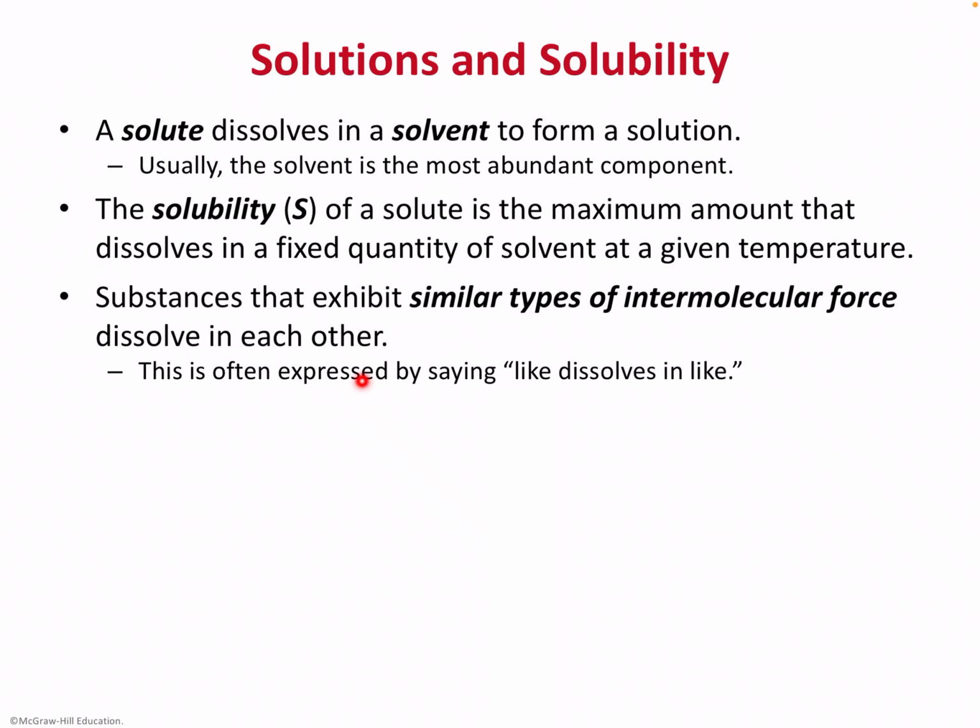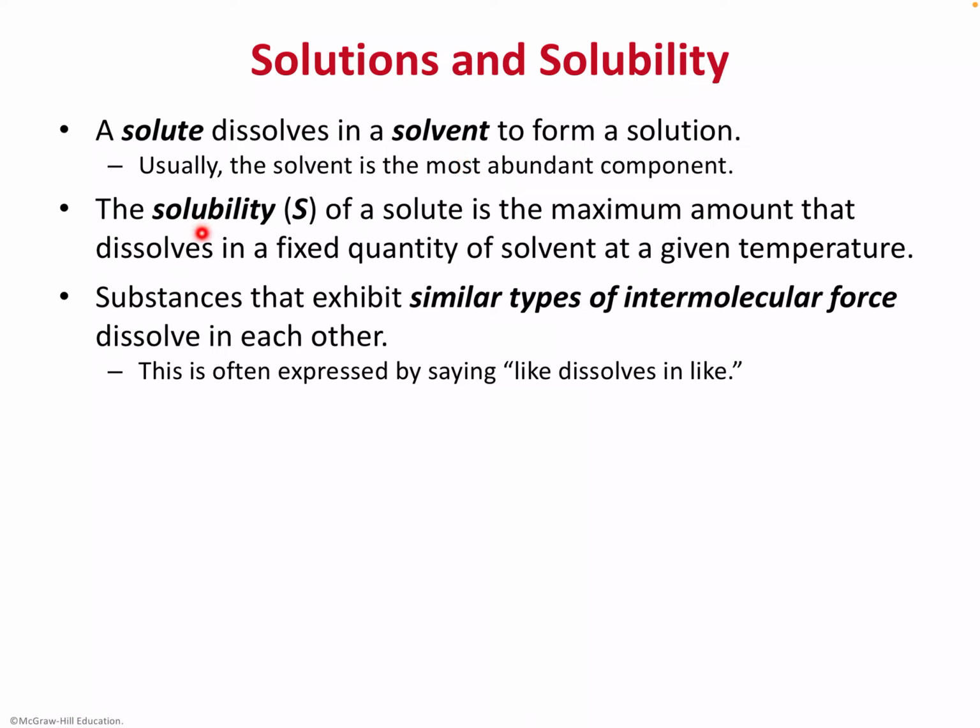Solutions and solubility. A solute normally dissolves in a solvent to form a solution. So when we have a solution, what do we have in it? A solute and a solvent. Usually the solvent is the most abundant component. You can have a little bit of solute in a bigger amount of solvent. Most of the time we use water as a solvent, but in some cases we use organic solvents too.